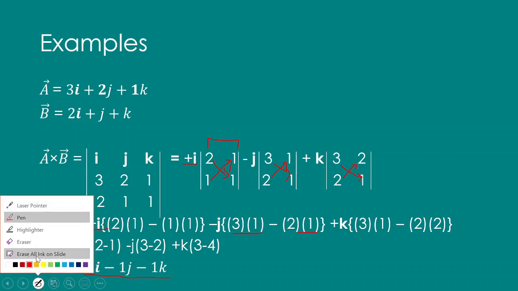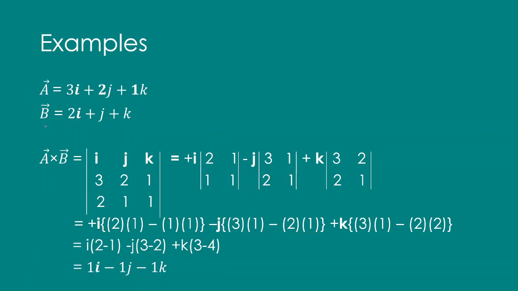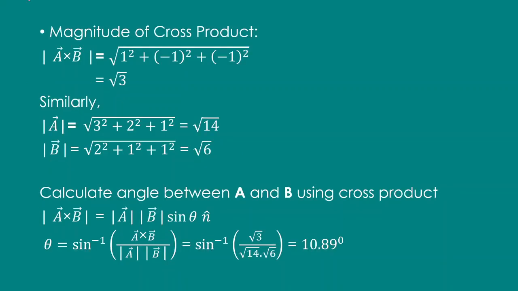Now to find the angle between the two vectors a and b using the cross product, we find the magnitude of the cross product again using the square root of the sum of its squared components. So 1 squared plus negative 1 squared plus negative 1 squared, you get root 3. For a vector, we do the same thing: x component squared plus y component squared plus z component squared, and likewise for b. So we get square root of 14 and square root of 6.